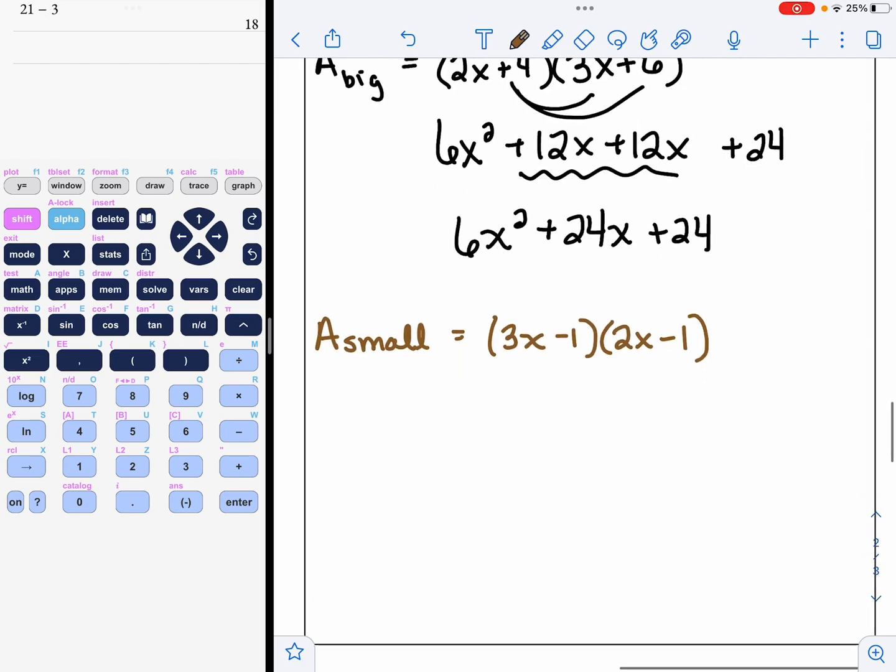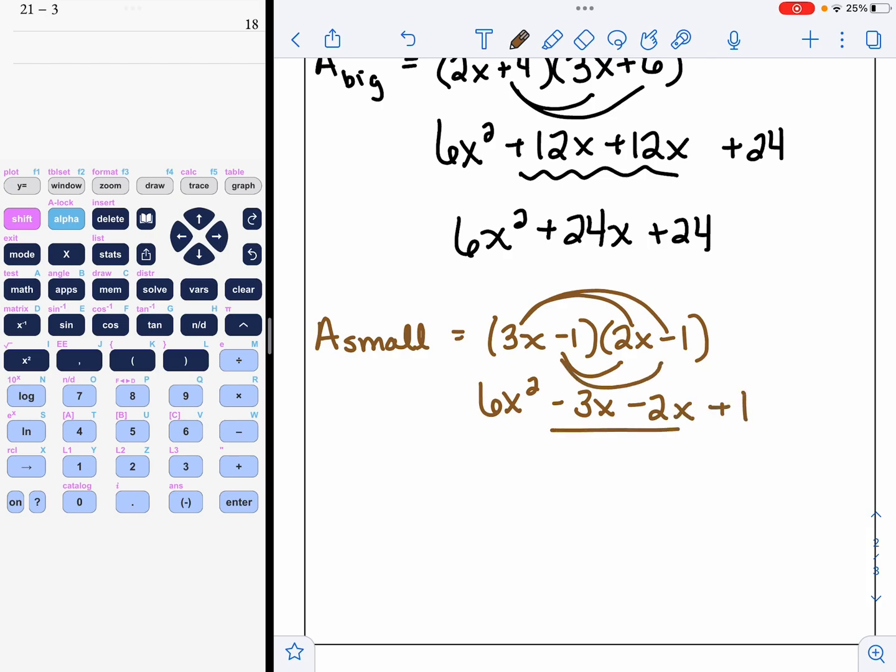And now it's time to work this out so I'd actually get an area as a polynomial. So that's going to be 6x squared, take away 3x, take away 2x, and add 1. I have to combine my like terms because I actually have some. I won't always have like terms here, but in this case I did. They had two x terms, so I had to put those together.